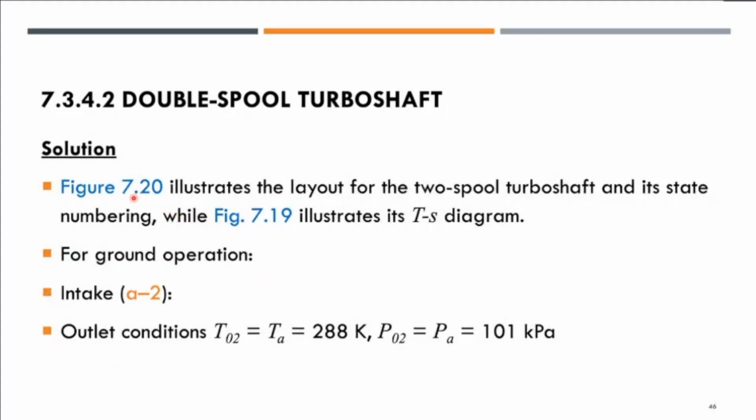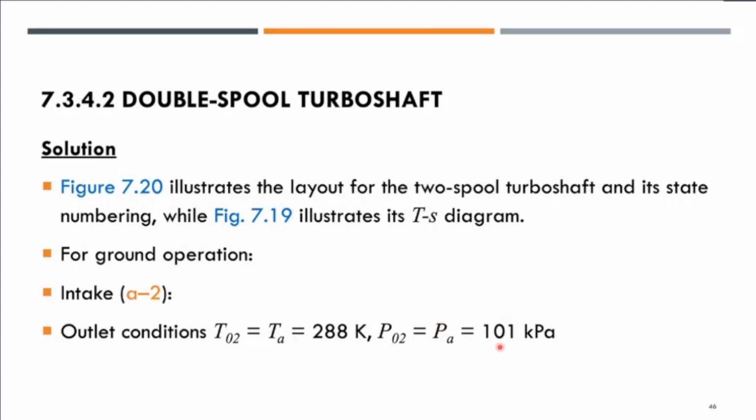Right. In terms of the solution, figure 7.20 illustrates the layout of the two-spool turboshaft and the relevant states, and 7.19 illustrates the T-S diagram. For ground operation, intake, basically state A to state 2, the outlet condition T02 equal to T ambient, which is 288 Kelvin. The pressure P02 equal to pressure at ambient because it's still at the ground level.